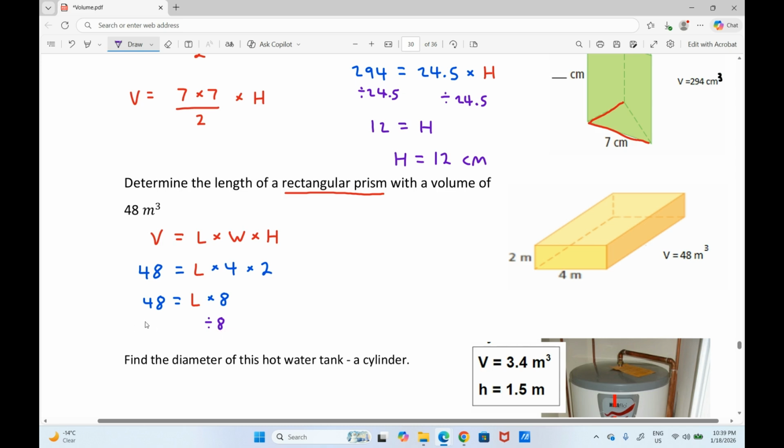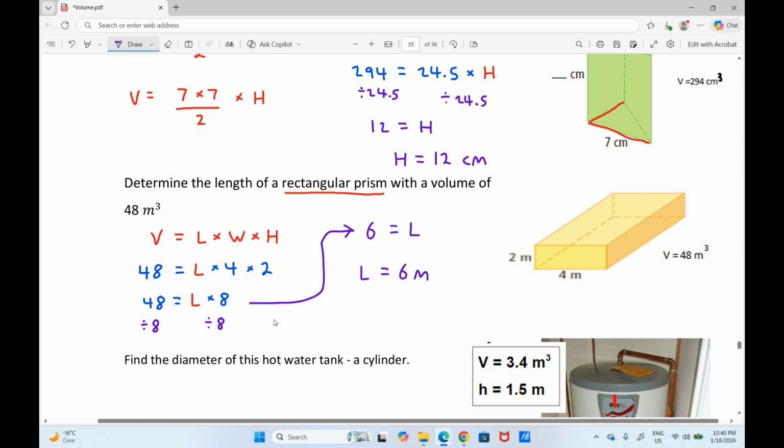But what I do to one side, I have to do to the other side, so I'm going to divide the left side by 8 as well. Upon doing so, 48 divided by 8 is going to be equal to 6. And L times 8 divided by 8 is just going to be 1L. So I'm just going to be left with L here. So the L, which is my length, is just going to be equal to 6 meters.